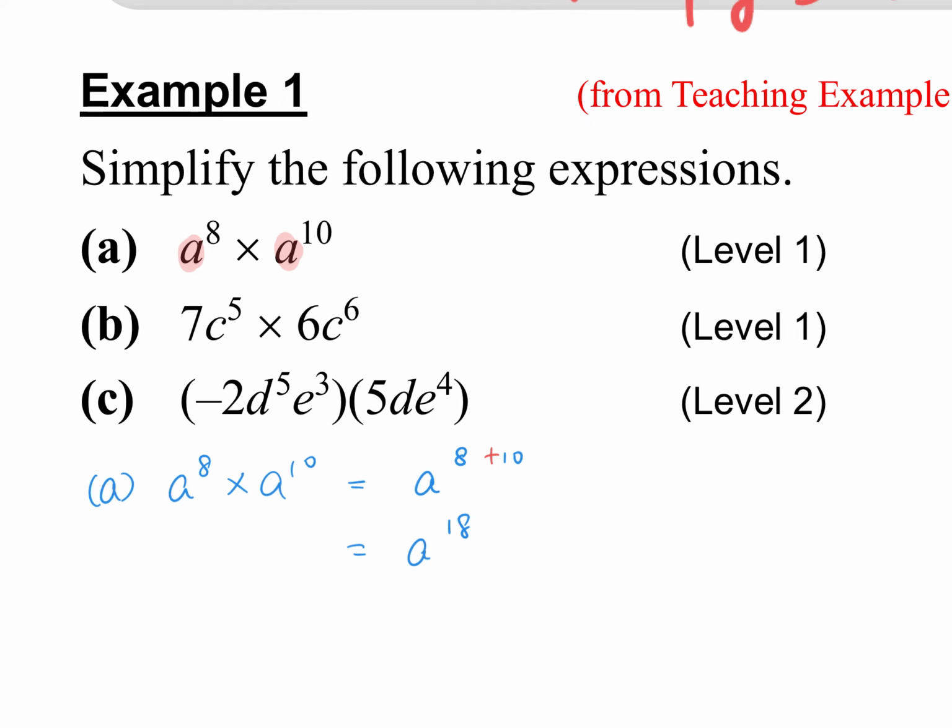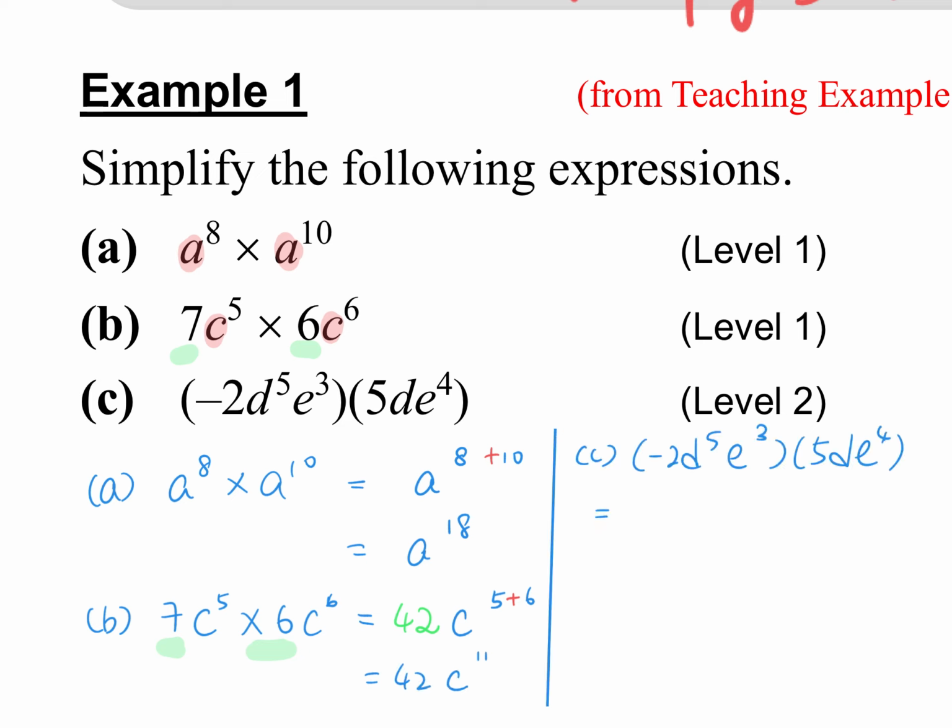And in Part B, let's see. Now, the two numbers of the same base will be C. And don't forget here, for the 7 and 6, you know how to multiply. It is 42. And then for C, now we have to add the two indices 5 and 6. And so at the end, the resulting index will be 11.